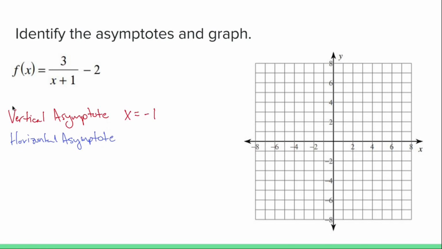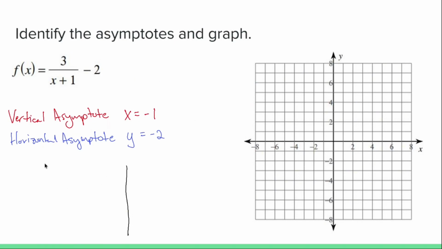Anyway, the horizontal asymptote is this number right here, the number floating around on the outside that does a vertical shift up or down. Since this is -2, my horizontal asymptote is the equation y equals -2. Now, in order to graph, I'm going to look for two more things: the x-intercept and the y-intercept.